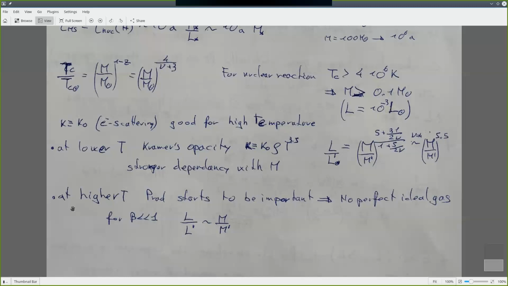If you consider higher temperature, the radiative pressure starts to be more important. So it's not a perfect ideal gas. We just introduce a correction. And when the radiative pressure is really, really high, we have that the luminosity goes essentially linearly with the mass.